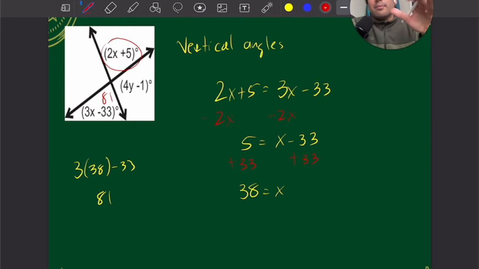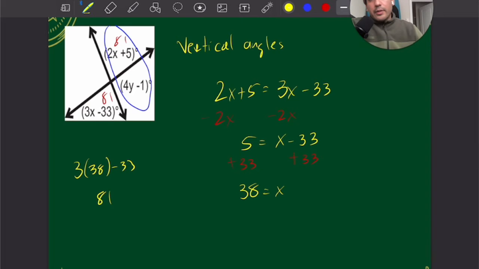Now, here's the crazy part. I don't even have to plug it into the other angle because I know since they're vertical, they're going to be the same. So I know that's 81. And in order to solve for the y variable, think about what the relationship is between 81 and that 4y minus 1.